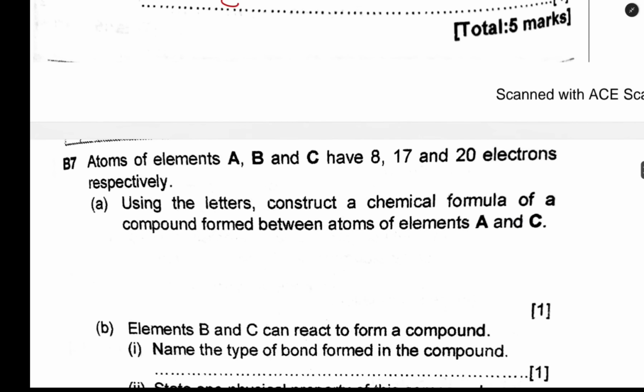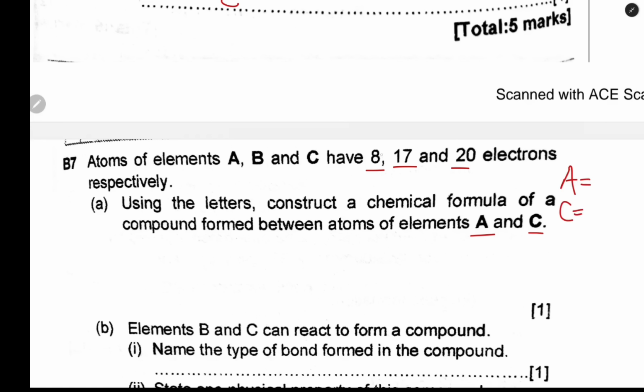So we look at the second question. Atoms of elements A, B, and C have 8, 17, 20 electrons. So these are electrons. Using the letters, construct the chemical formula of the compound formed between atoms of A and C. You know that electrons are the ones that we use to write the configuration. So before we write the compound, what we need is the valence. Okay, so A and C.